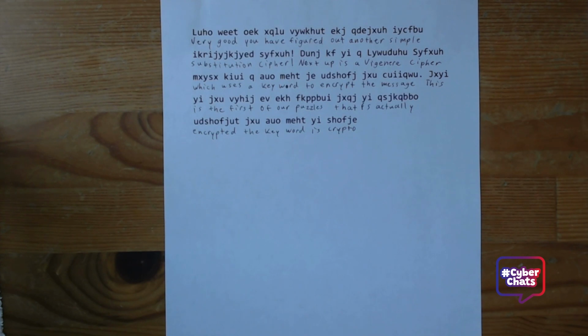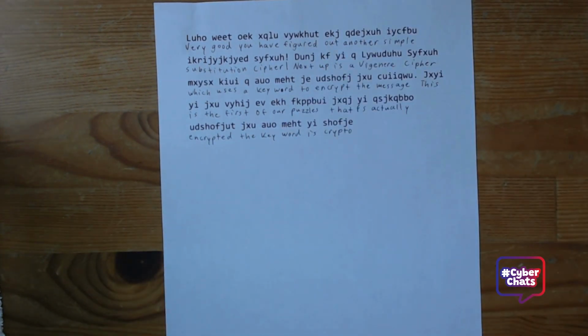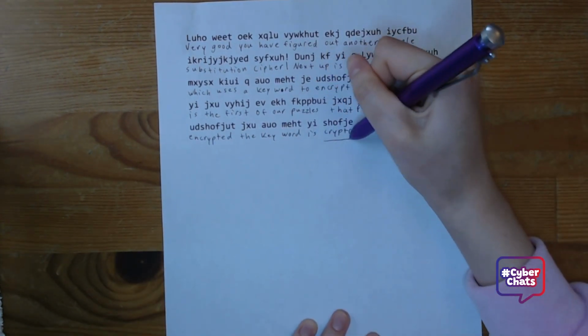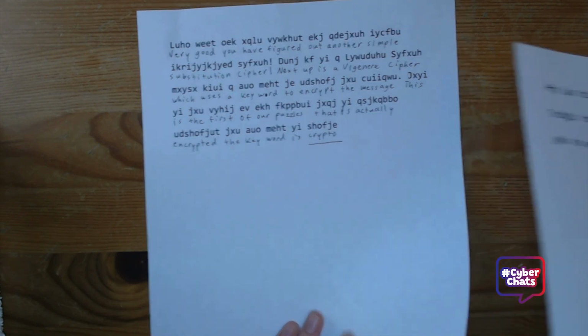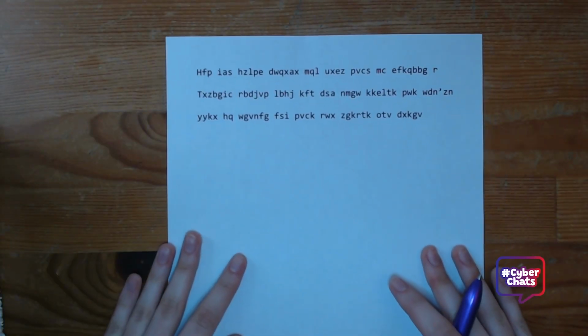Next up is a Vigenère cipher, which uses a keyword to encrypt the message. This is the first of our puzzles that is actually encrypted. The keyword is crypto, which is very important, so we gotta remember that. Open up my pen. Okay, let's pull up the next puzzle. Looks like this.